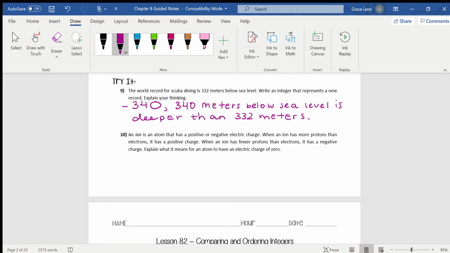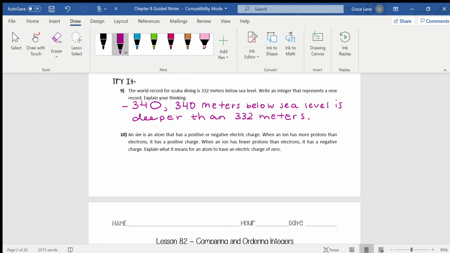And then number 9 says, an ion is an atom that has a positive or negative electric charge. When an ion has more protons than electrons, it has a positive charge. When an ion has fewer protons than electrons, it has a negative charge. Explain what it means for an atom to have an electric charge of 0.